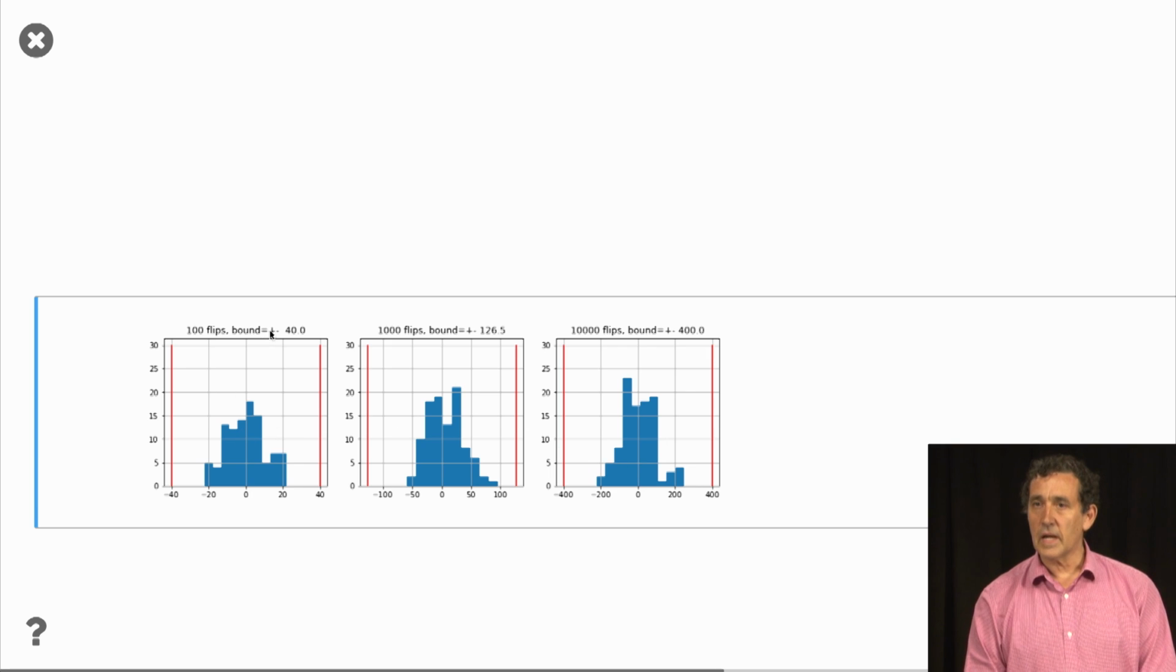Now, here it seems that all of them are very similar, right? It doesn't really matter if you do 100, 1,000, or 10,000 coin flips, but that's really because I'm scaling it according to this boundary. So the boundary here is minus 40 to 40. Here it's minus 100 and something to 100 and something, and here it's minus 400 to 400.